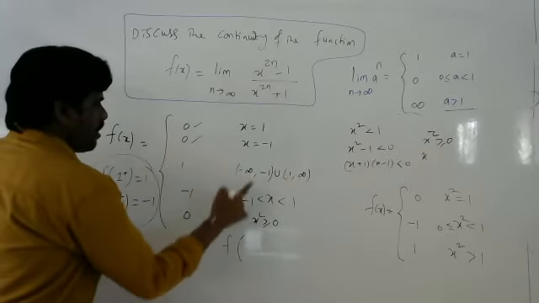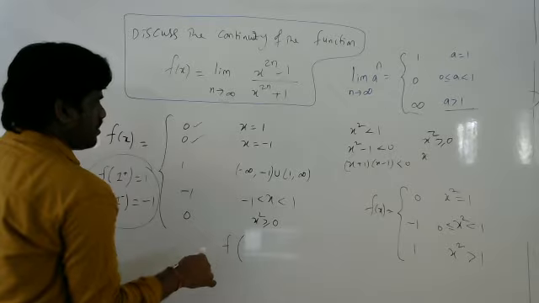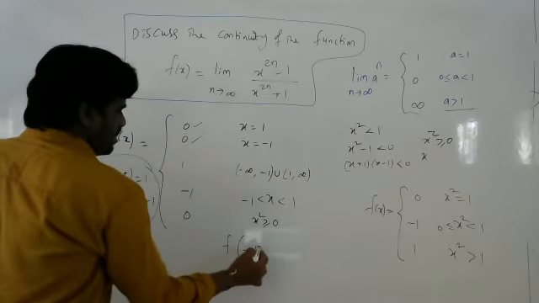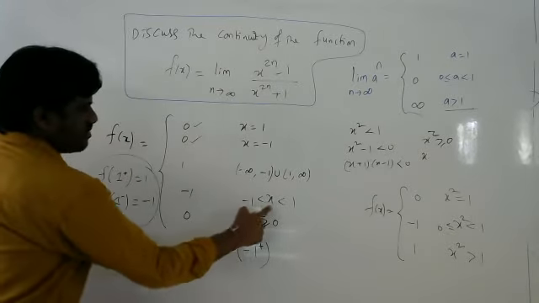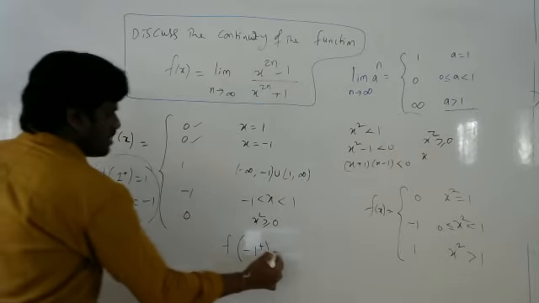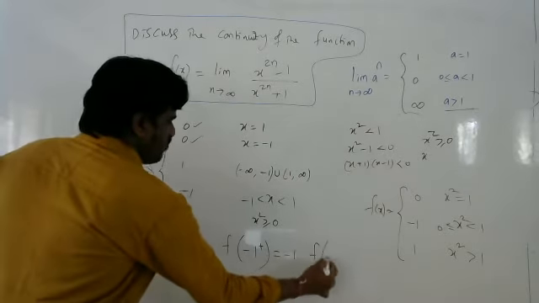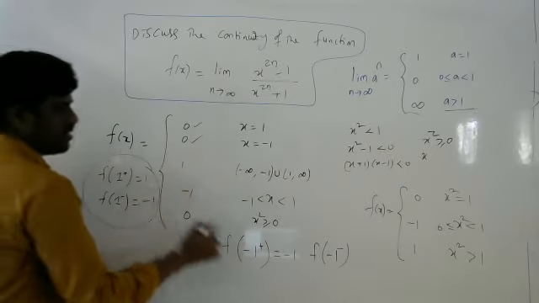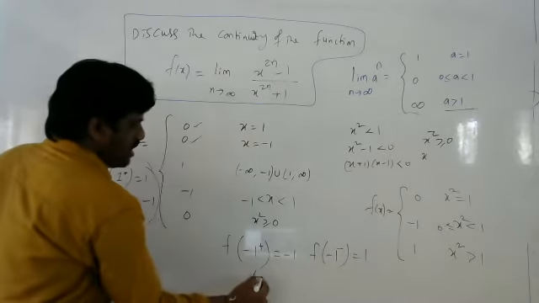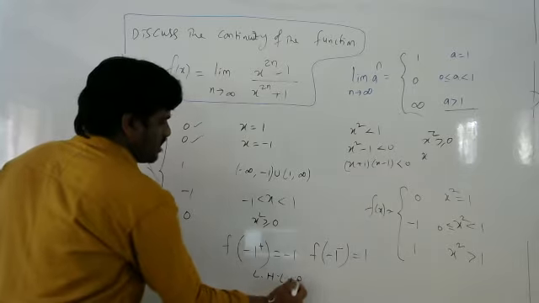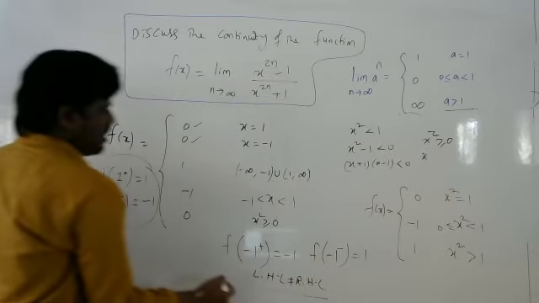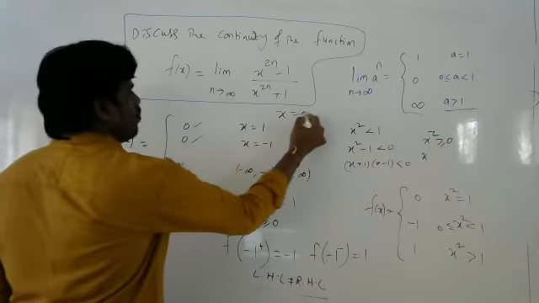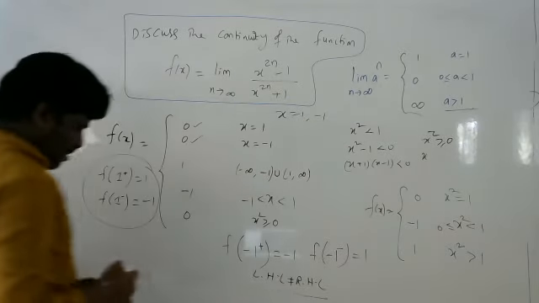Now f of minus 1, where you have to take minus 1 plus, the answer is minus 1. f of minus 1 minus, this is the branch, that is plus 1. So LHL is not equal to RHL in this case. So it is discontinuous at x equal to 1 and minus 1. This is the answer.